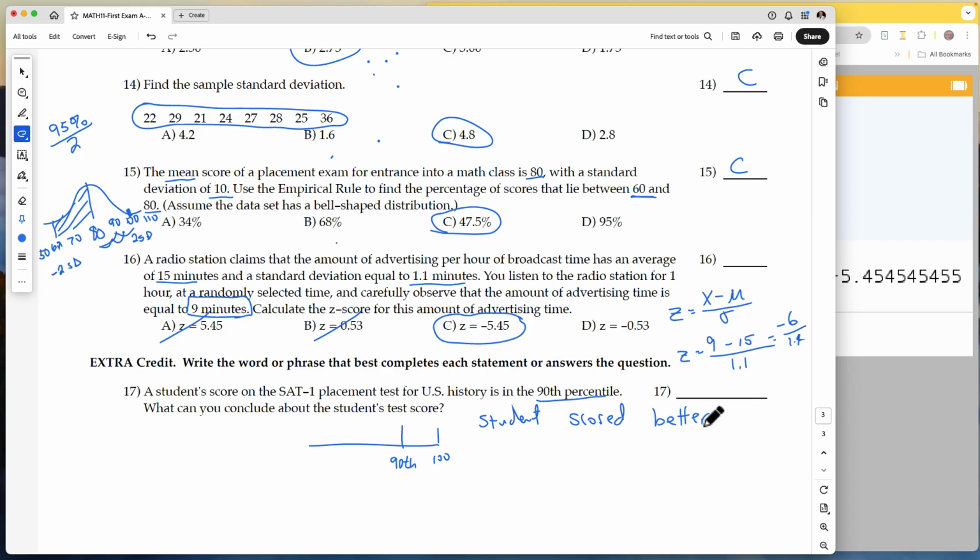Better, higher. Maybe higher is a better word, more descriptive. Scored higher than 90% of test takers.